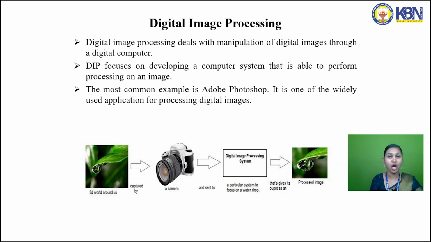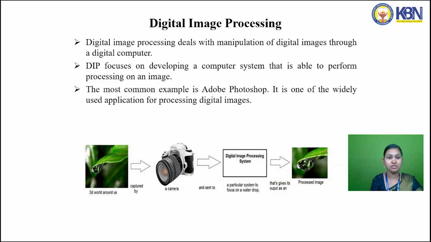Now, coming to how it works. Digital imaging means we manipulate digital images through a digital computer, but it can focus on developing a computer system to process an image. Adobe Photoshop is the best example of digital image processing.